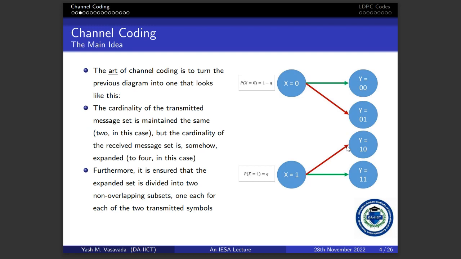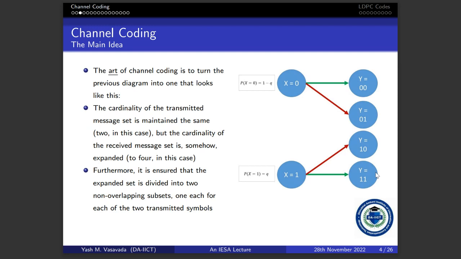Basically, we are taking all the possible binary sequences that the receiver can see, 2-bit sequences, and we are dividing them into 2 non-overlapping subsets. And this non-overlapping nature is what allows us to say that there is not going to be any error pursued by the receiver, although the channel is introducing noise.